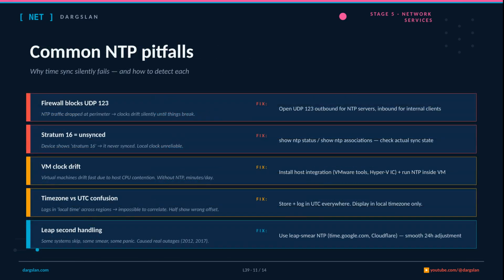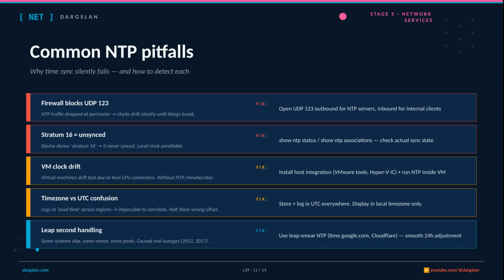Back in the real world, though, most NTP problems aren't about precision. They're about silent failure. Firewalls quietly drop UDP 123, and clocks drift for weeks before anyone notices. A device showing Stratum 16 means it never actually synced, even though it looks happy. Virtual machines drift minutes per day under host CPU contention, unless you run both the hypervisor integration tools and NTP inside the guest.